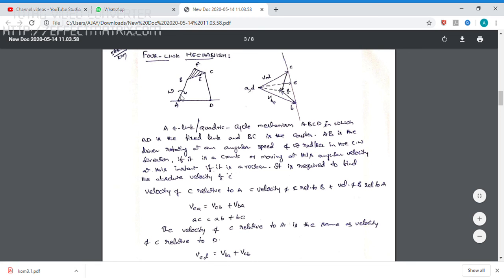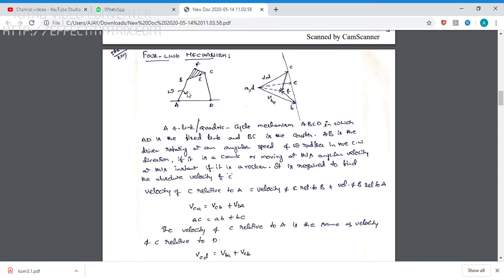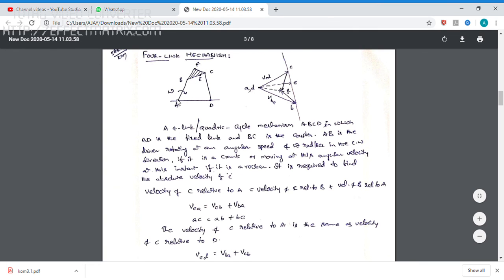I have taken this rotating element in the clockwise direction. That's why we can call this one the crank. And here it is oscillating, so we can call this one the rocker. Now, fixed link, this is the coupler, and the crank is there. By using this, we will get a certain motion.